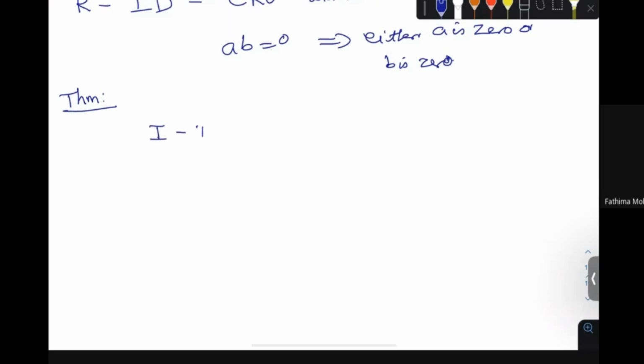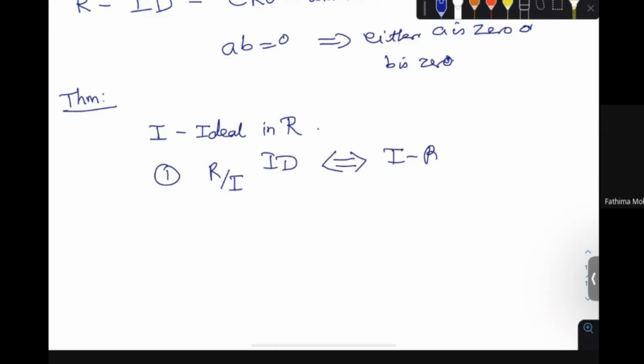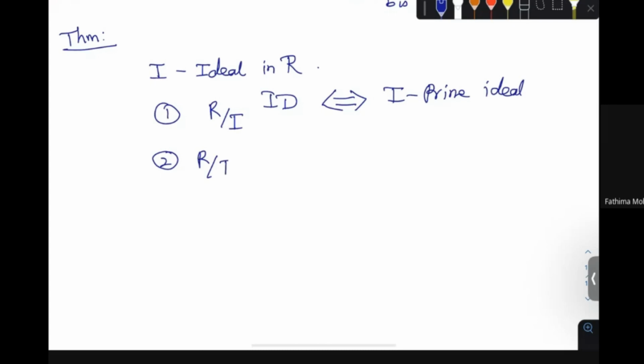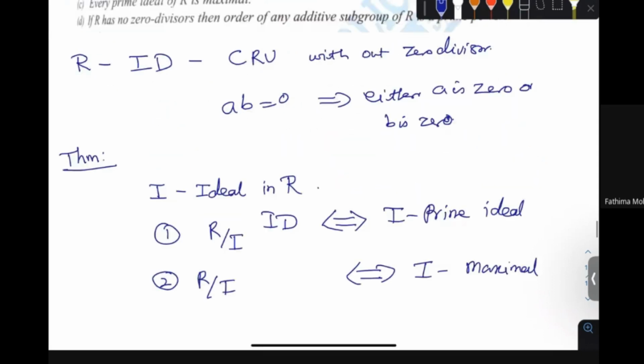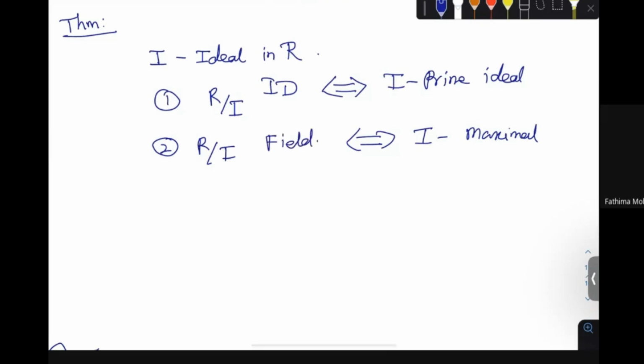I is an ideal in R. R by I is an integral domain if and only if I is a prime ideal. Second, R by I is a field if and only if I is a maximal ideal. Okay, so this is a beautiful thing.